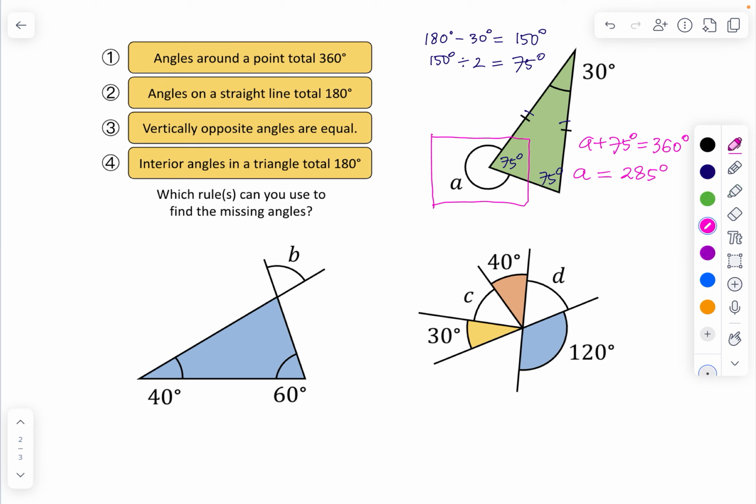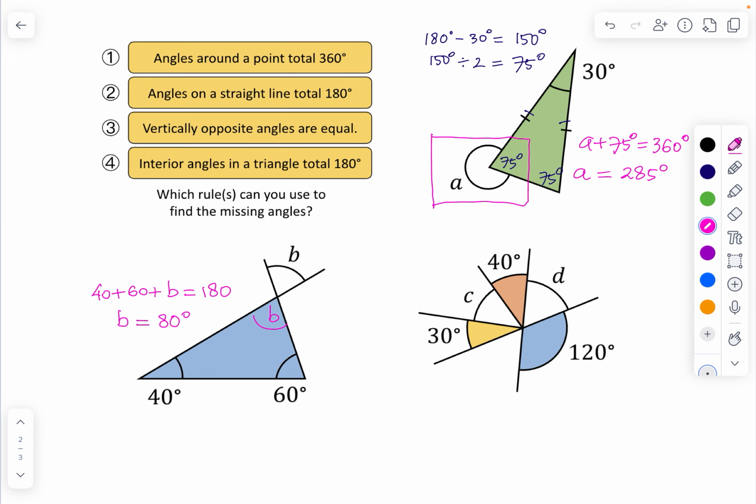So easily we can see that 40 plus 60 plus angle B, which is here and the same size, should be equal to 180 because the sum of all angles in a triangle should be 180. 40 plus 60 is 100, therefore angle B should be 80 degrees. Okay, now the very last one. Let's have a look at this problem here on the bottom right.